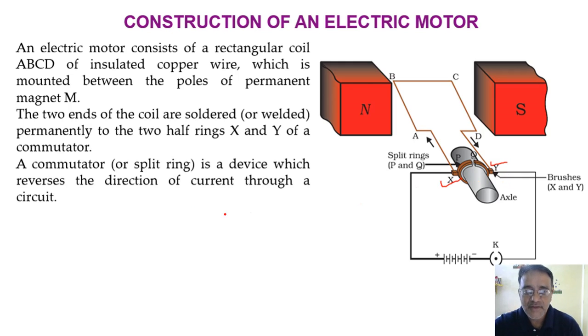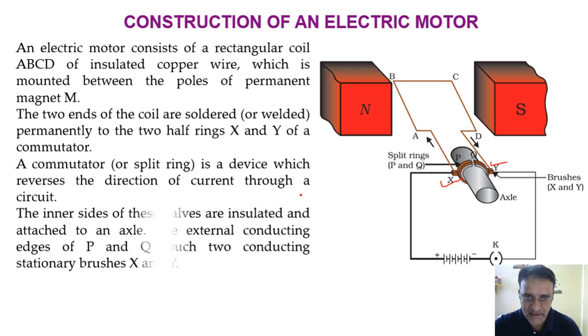So the commutator is a device which reverses the direction of current through a circuit, and the inner sides of these halves are insulated and attached to an axle. This is the axle, and the external conducting edges, that is P and Q, touch two conducting stationary brushes X and Y. The function of the commutator rings is to reverse the direction of current flowing through the coil every time the coil passes the vertical.